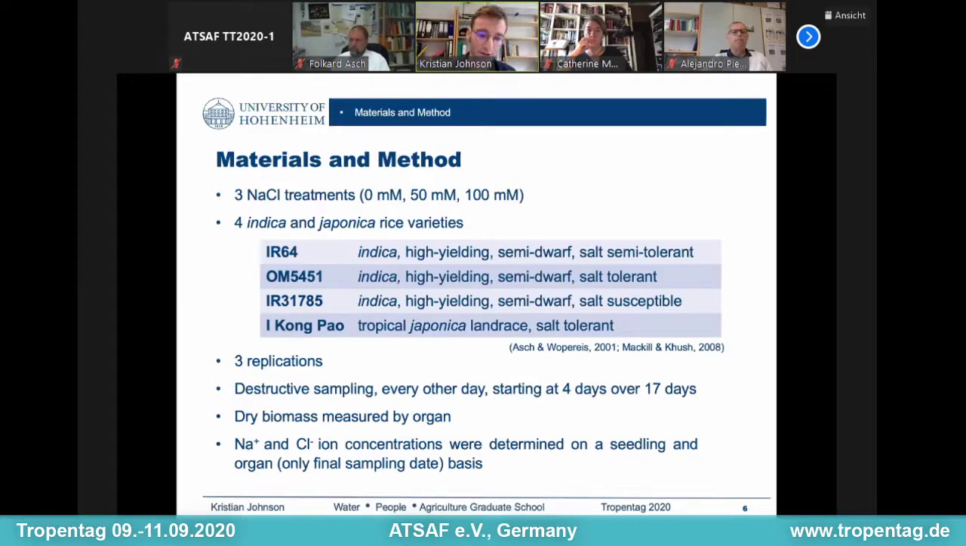And I had 3 replications, and how the experiment worked was that there was destructive sampling every other day. So I germinated the seeds, and then after a period of 4 days, I would selectively take a tranche of varieties and dry them out. And then afterwards, I would measure the dry biomass according to organ, so coleoptile, radicle, and kernel. And I would then also take the whole seedling, crush it, and with flame photometry, I would determine the sodium and chloride ion concentrations.